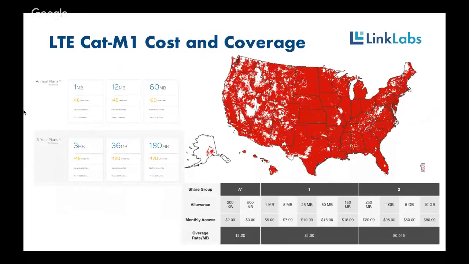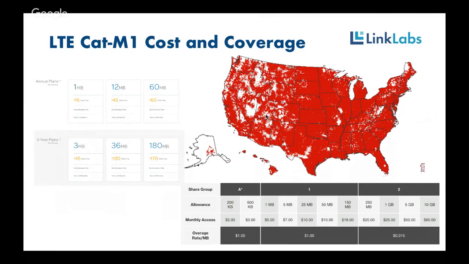In terms of coverage, LTE-M1, especially in the US, is by far the most common IoT network available. Here's a Verizon network map. You can see their LTE-M1 coverage is pretty much everywhere where people are in this country. When I show you the coverage maps of other technologies, you'll see a pretty stark difference.